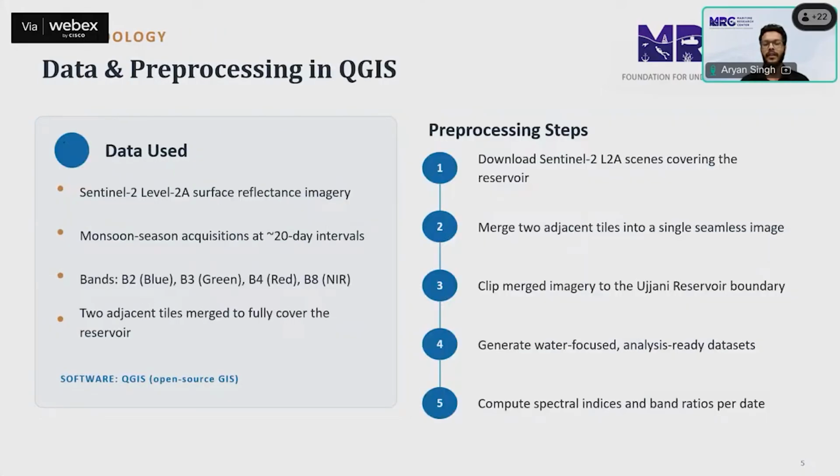Now let me explain my method. So I had used Sentinel-2 images, one from 10th May before the monsoon and one from 20th October after the monsoon. I used four bands: blue, green, red, and near infrared. I merged the satellite tiles in QGIS, then clipped them to the reservoir boundary, and then prepared them for analysis.